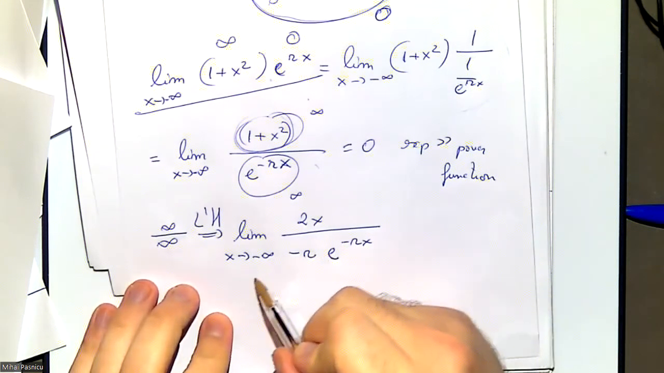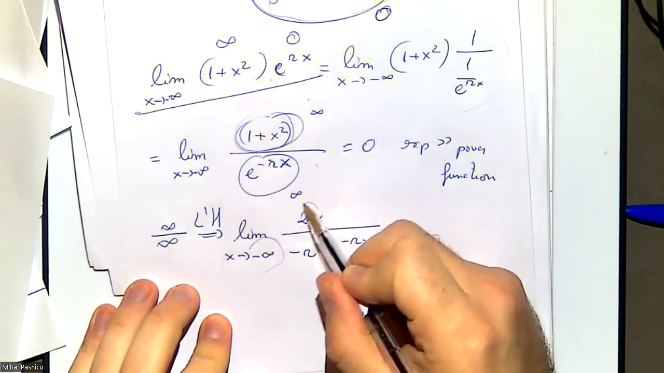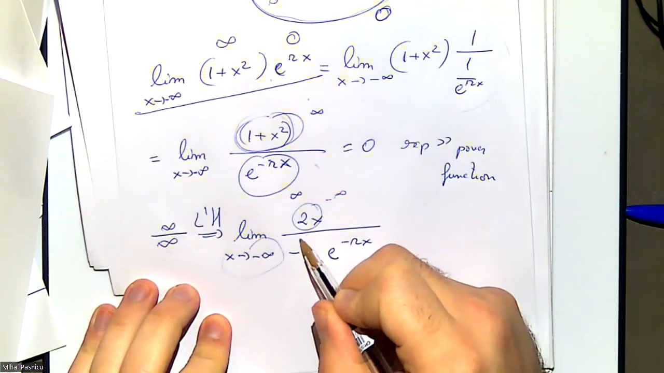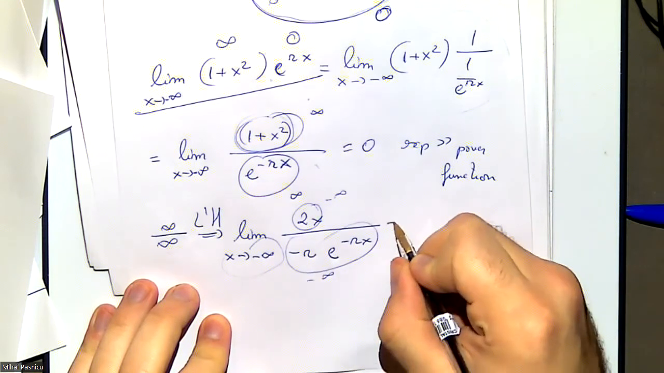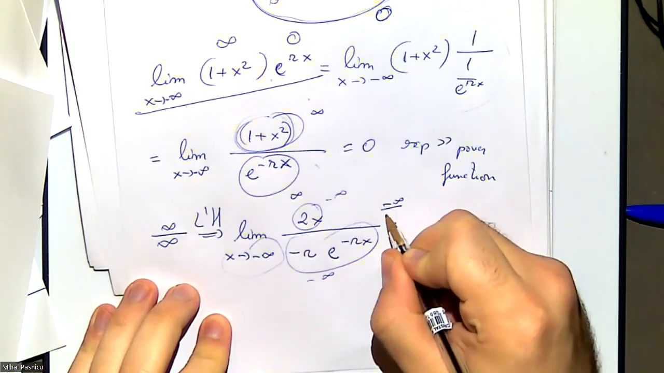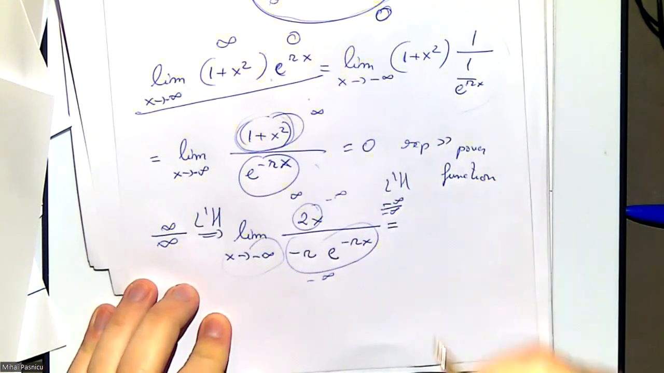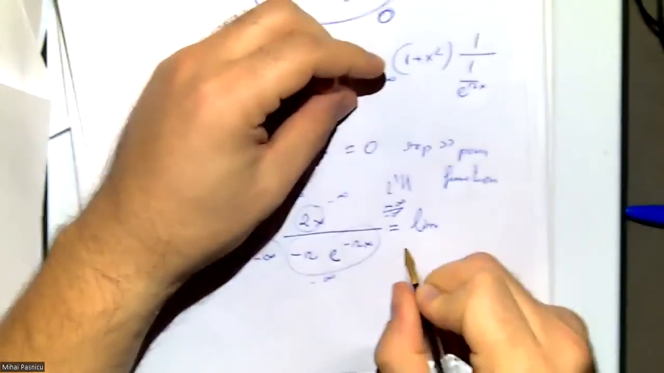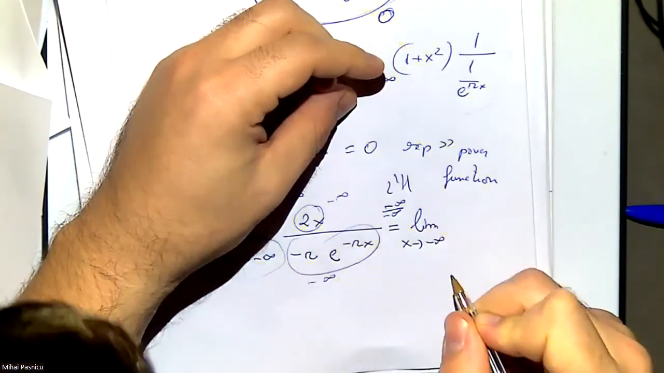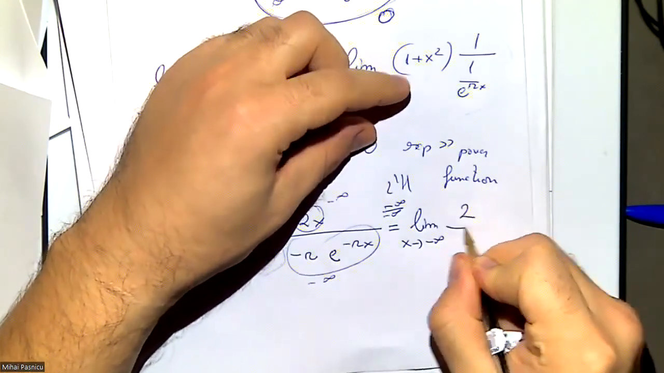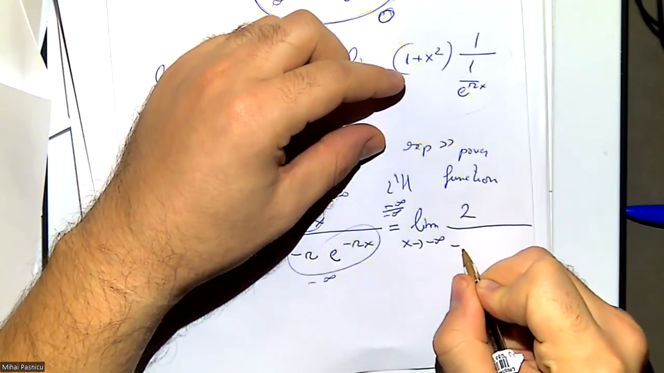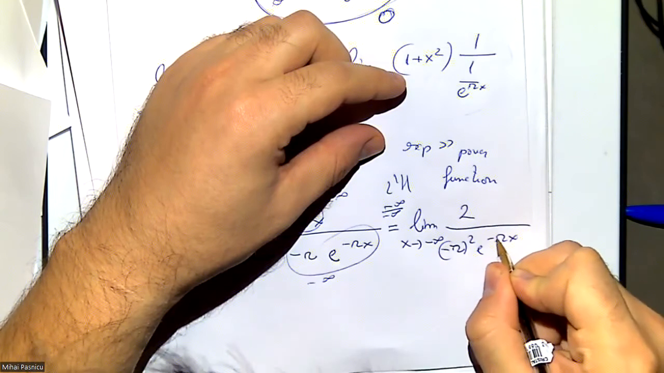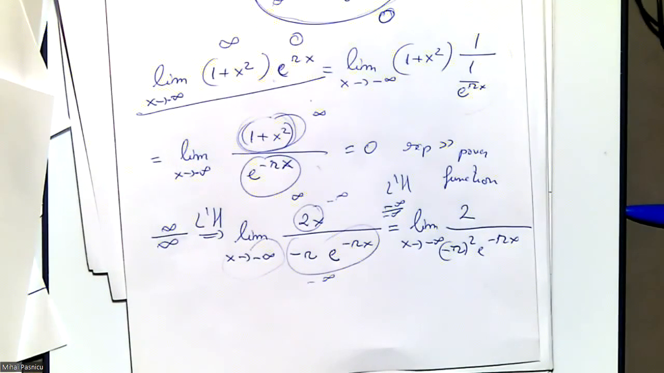Let's evaluate it again. X goes to minus infinity. This goes to minus infinity. This is e to the infinity, so with a minus in front, this goes again to minus infinity. This is again infinity over infinity, so I can apply L'Hopital. No stress. The derivatives are easy, so why would I stress about it? I just get 2 over minus r squared e to the minus rx. Now, what do I do? Evaluate it again.